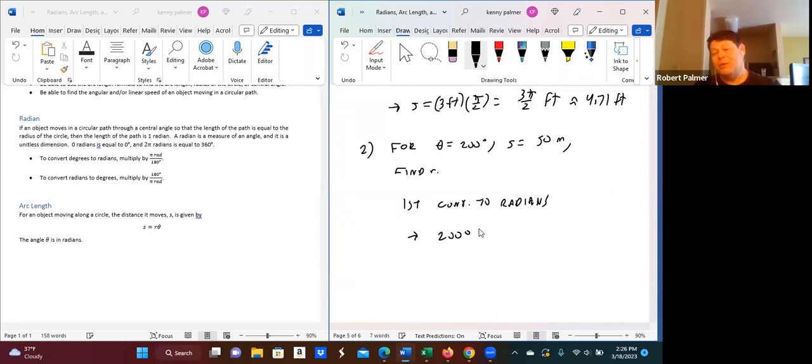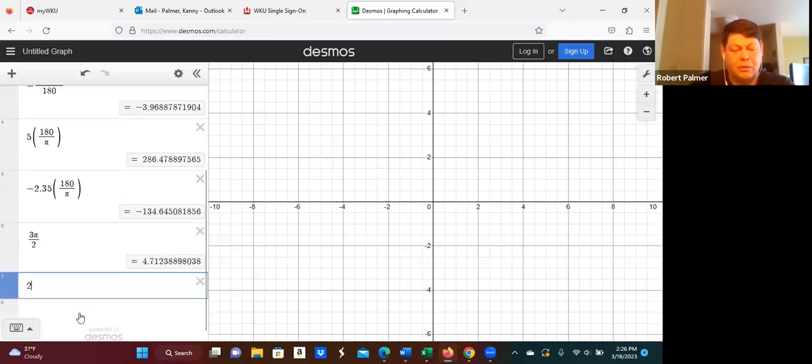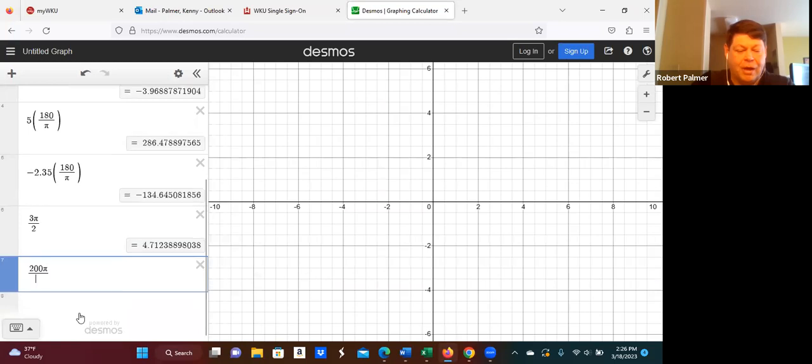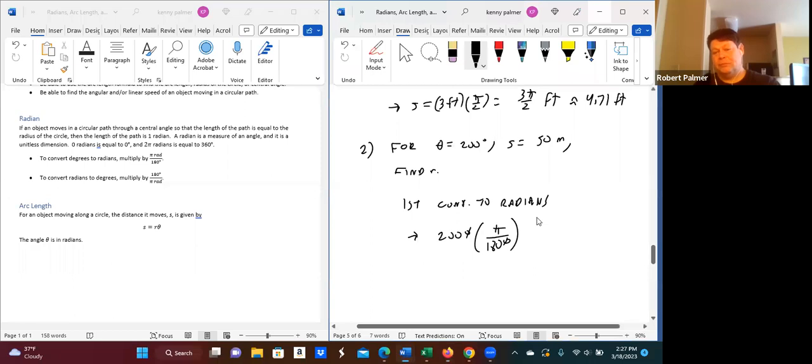200 degrees times pi. Since we want degrees to cancel out, we want degrees in the denominator. Now let's just approximate this instead of exact, because that's going to be more useful. So 200 times pi divided by 180 is approximately, to 2 decimal places, 3.49 radians. Now that we have everything in radians, we're ready.